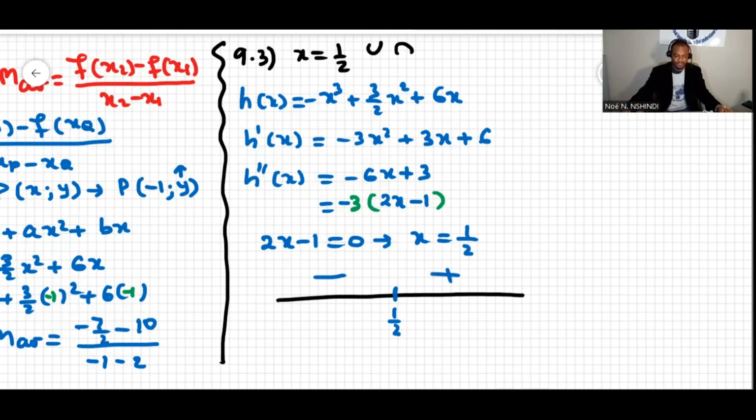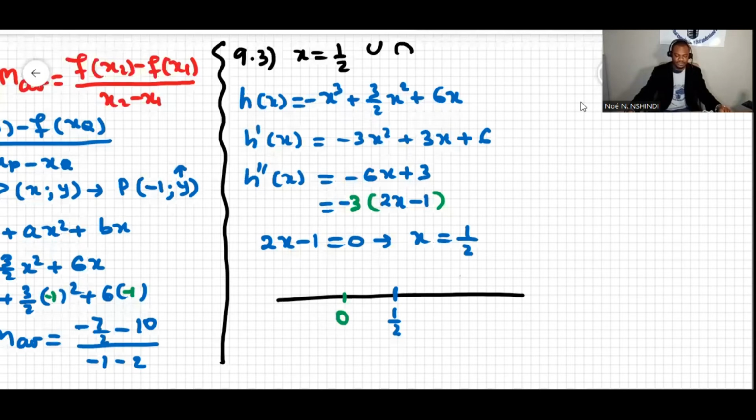But now let's check. If I pick a value lesser than a half, a number like 0, for instance, 0 is lesser than a half. I will substitute that in the second derivative. If I sub 0 over here, we get a positive. And then if I sub a number like 1 for x, we get a negative value.